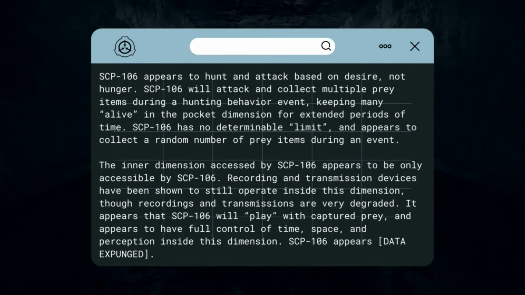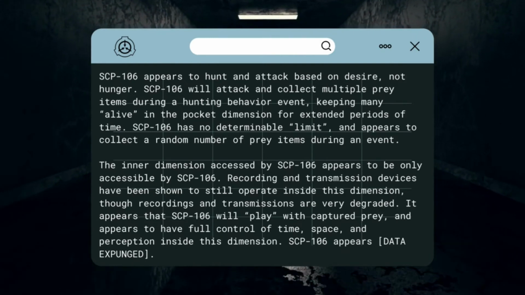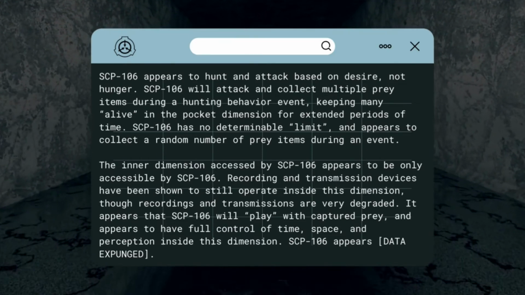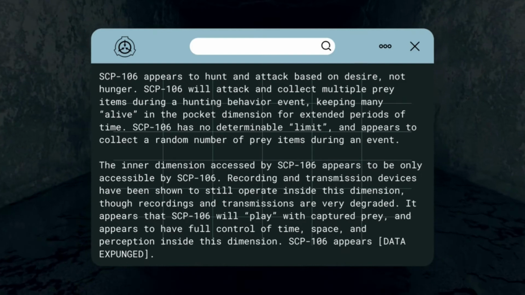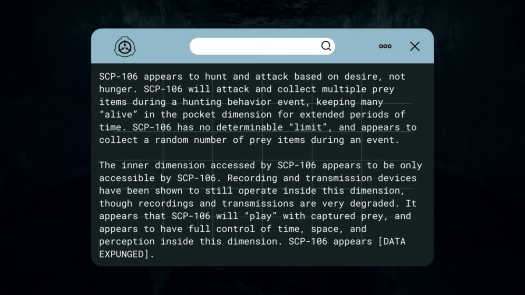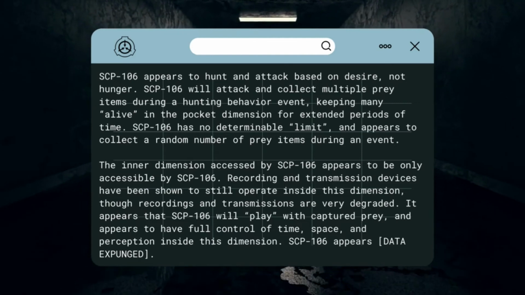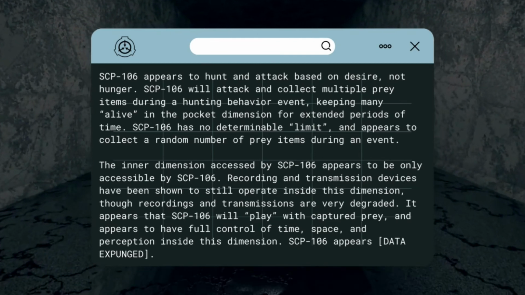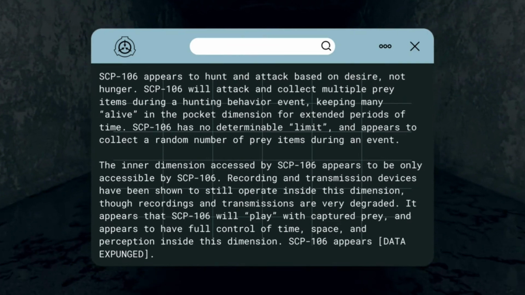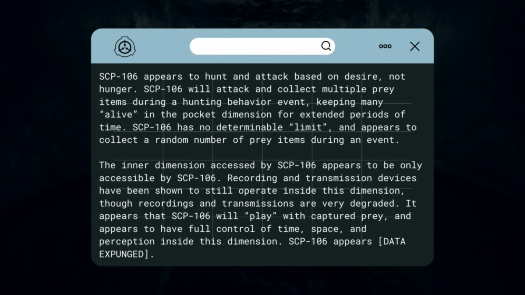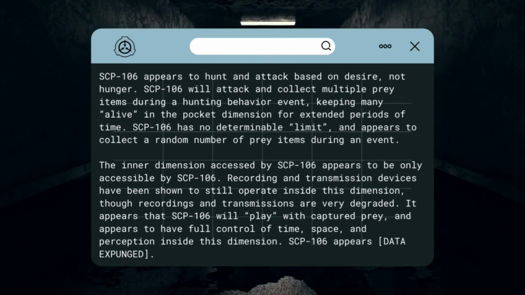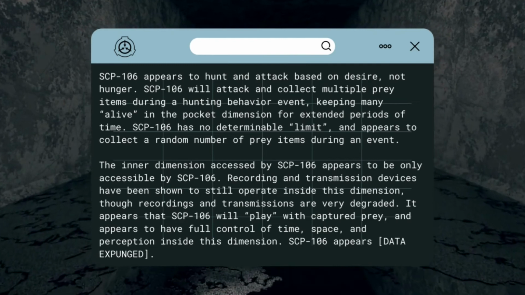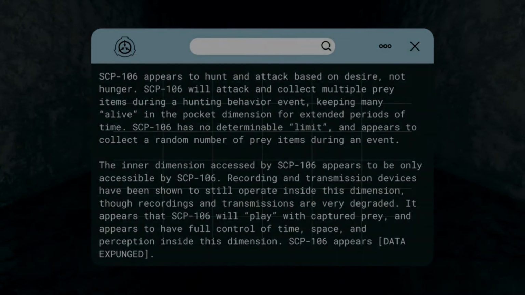The inner dimension accessed by SCP-106 appears to be only accessible by SCP-106. Recording and transmission devices have been shown to still operate inside this dimension, though recordings and transmissions are very degraded. It appears that SCP-106 will play with captured prey and appears to have full control of time, space, and perception inside this dimension. SCP-106 appears data expunged. Recall Protocol.